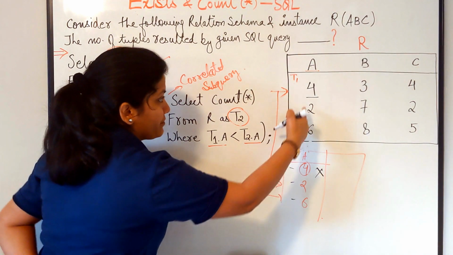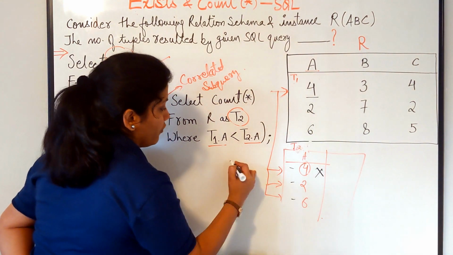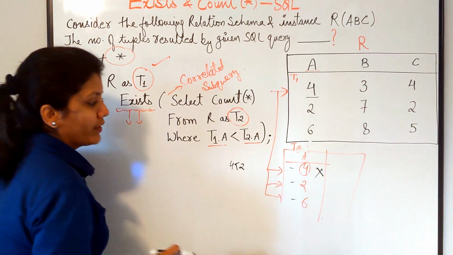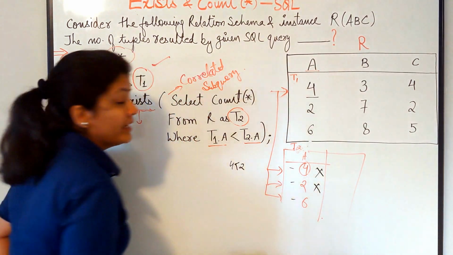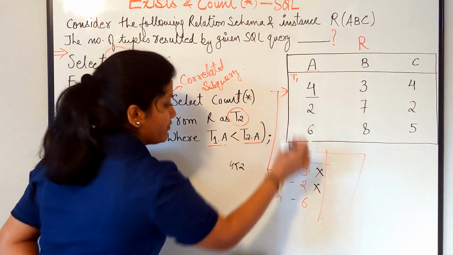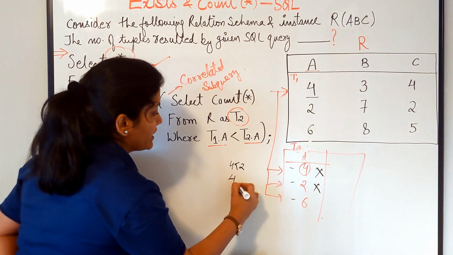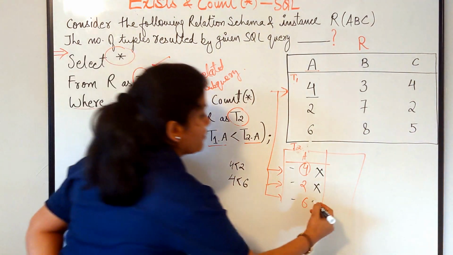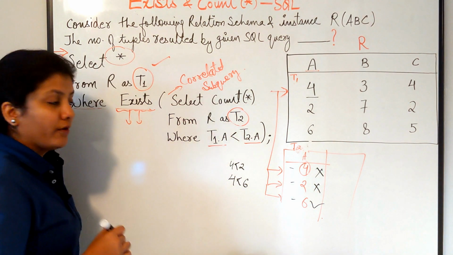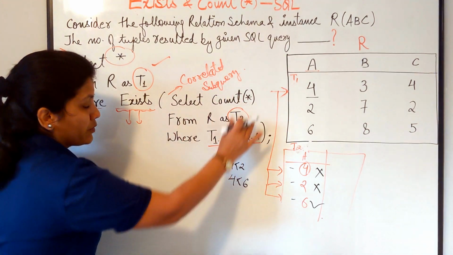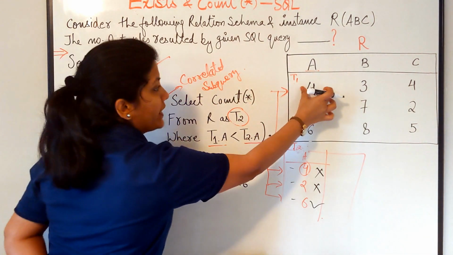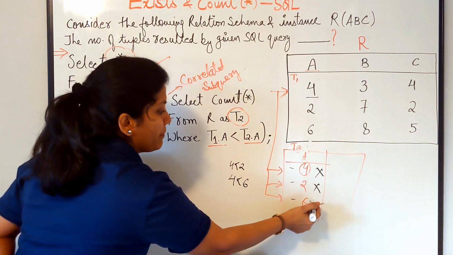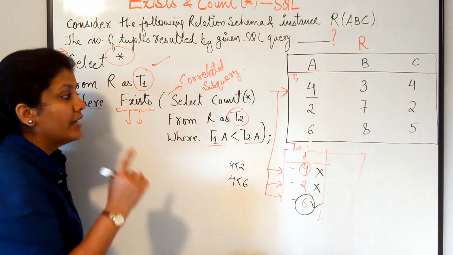So this 4 will be compared. 4 is less than 2? No, so again false will be returned. Next, this 4 will be compared with this. 4 is less than 6? Yes, true. So this tuple will be selected. Out of this subquery, which is running for this one tuple of T1, out of these 3 tuples, only one tuple is selected, which is the value 6.